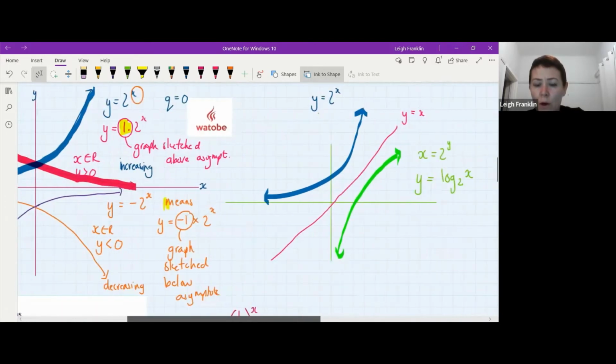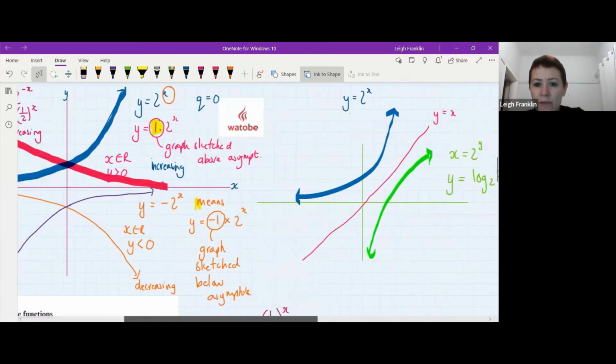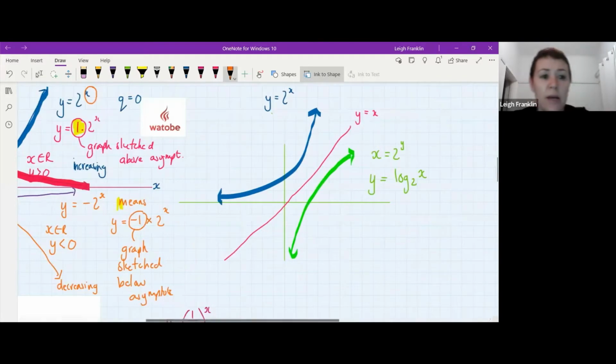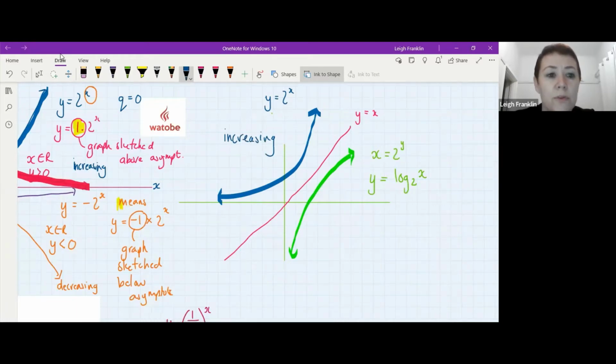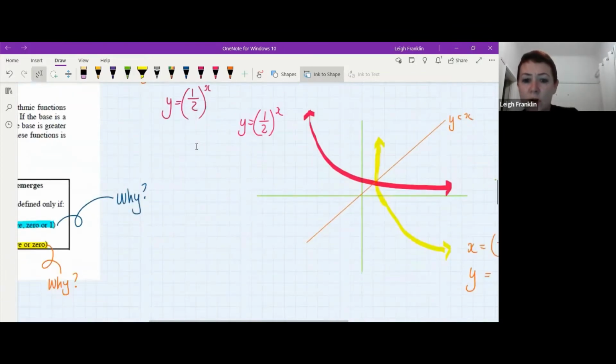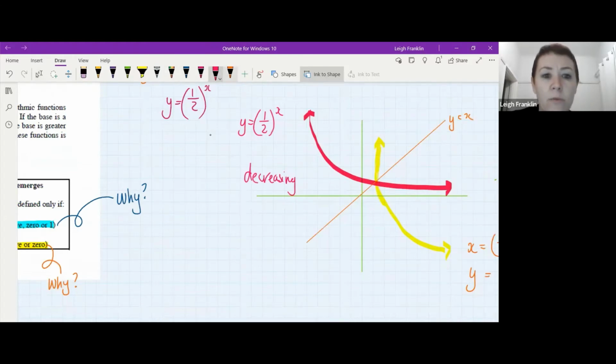Okay, so it's completely different. Also, the other thing to note here is that your blue graph is increasing, and your green graph, your log graph, is also an increasing function. And it would be the same story down here with this. The pink one is decreasing, and thus the yellow one, which I'll write in orange because yellow is hard to see, is also decreasing. Okay, so that's what you need to be on the lookout for.